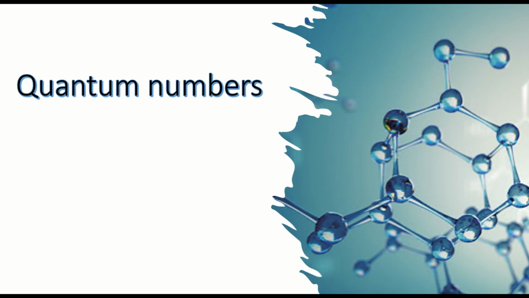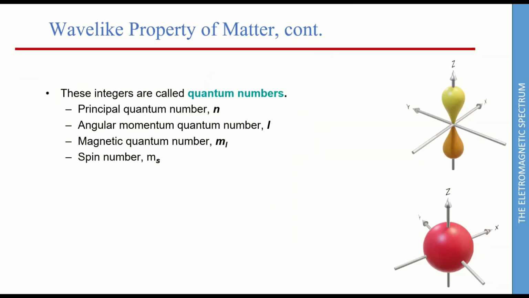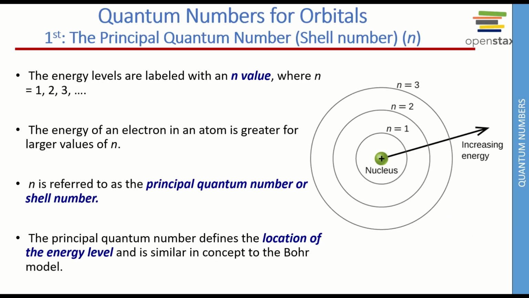About the electrons. So now we're going to talk about the quantum numbers, how the electrons are arranged in an atom. The location and the energy of every electron in an atom is determined by a set of 4 quantum numbers. We have the principal quantum number, n, also called the level of energy or main level of energy, the angular momentum quantum number, l, or sublevel, and then we have the magnetic quantum number, m sub l, and the spin number, m sub s.